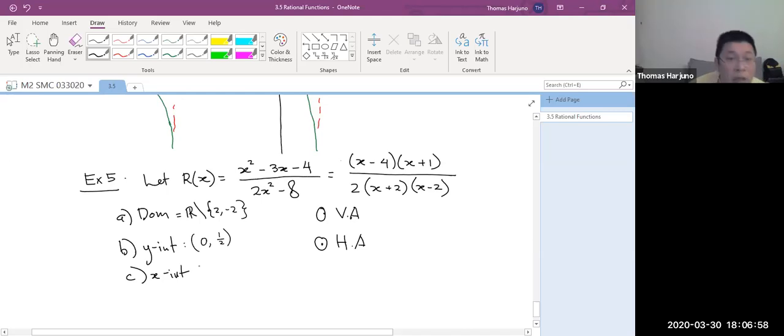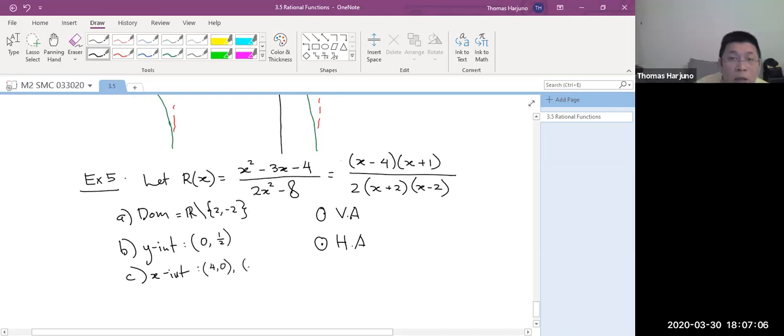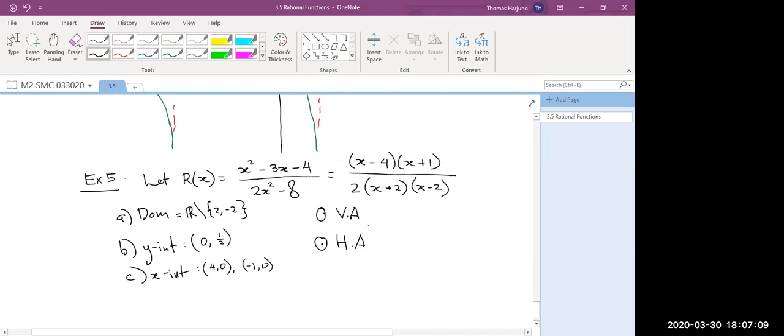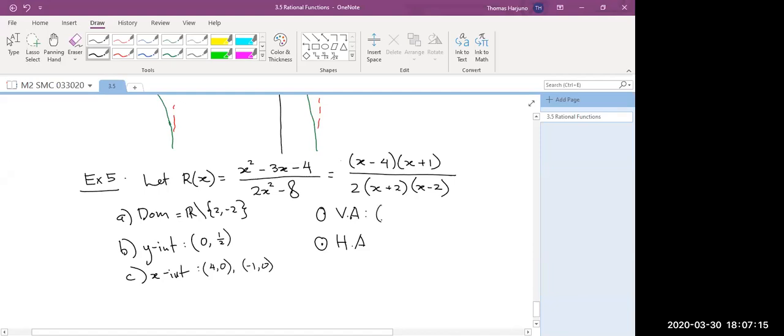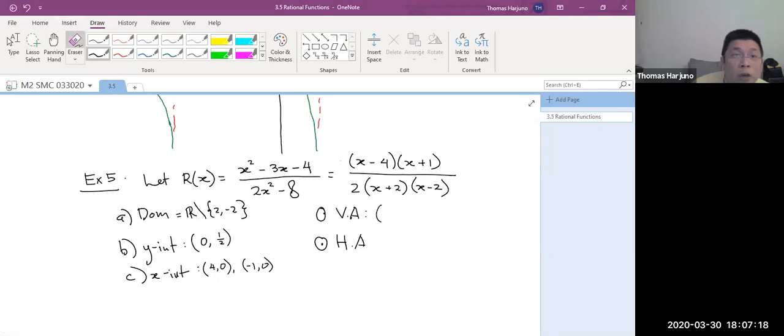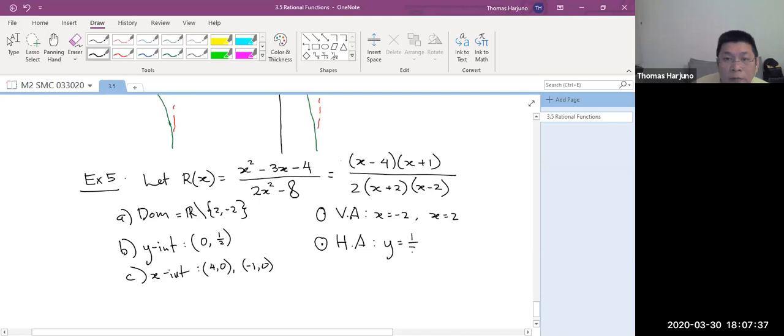How about the x-intercept? 4, 0, and then negative 1, 0. That's right. How about the vertical asymptote? x equals negative 2, x equals 2. That's right. Oops, I almost used coordinates. X equals 2 and x equals negative 2. Now, how about the horizontal asymptote? Y is equal to 1/2. Okay.